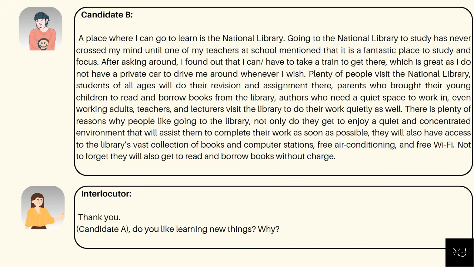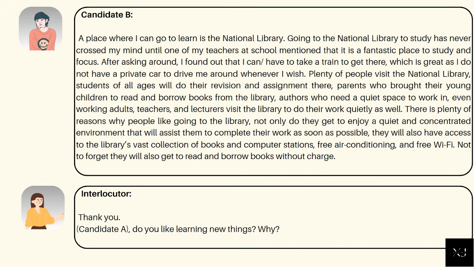Or, I found out that I have to take a train to get there, which is great as I do not have a private car to drive me around whenever I wish. Plenty of people visit the National Library. Students of all ages will do their revision and assignments there. Parents who brought their young children to read and borrow books from the library, authors who need a quiet space to work in, even working adults, teachers, and lecturers visit the library to do their work quietly as well.